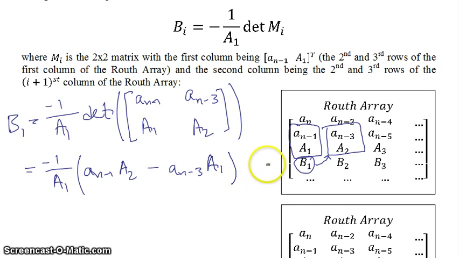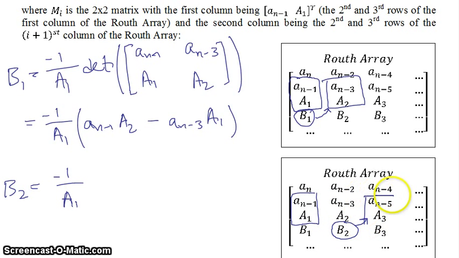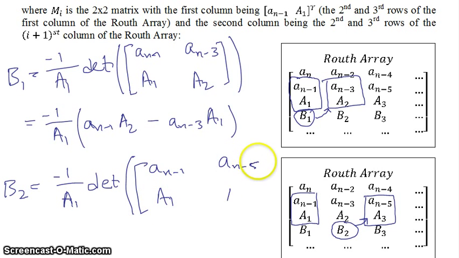What about for B2? Well, if you notice the pattern here, B2 is going to continue to look the same in the way that we calculate it. So B2 is going to be equal to minus 1 over A1, which is the same for all of the B's, right? You always have that minus 1 over A1, times the determinant of this matrix, where the first column of the matrix is these two, as always for the third row. And your second column will be these two. So that would be the determinant of this matrix M, a_{n-1} over capital A1, a_{n-5} over capital A3.